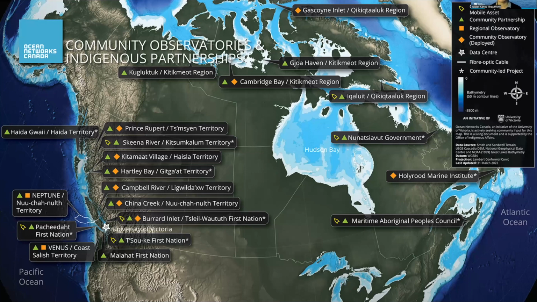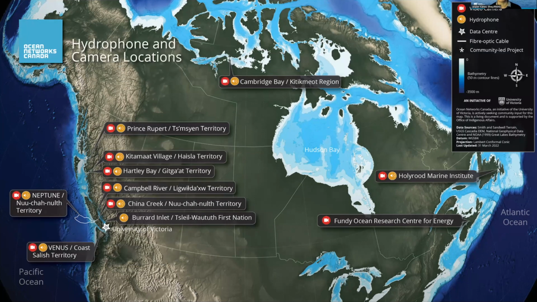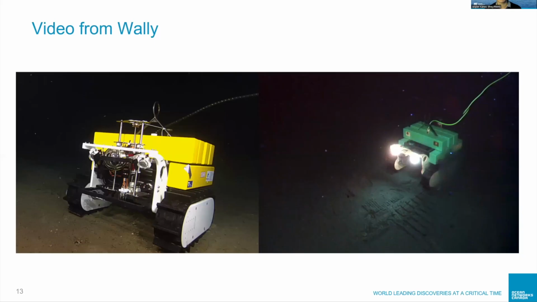In the time since the original observatories were deployed, we've been expanding our network through building partnerships with Indigenous communities and empowering them to collect their own data. And some of these locations we've deployed mini observatories at that also have hydrophones and cameras. So the orange spots are the hydrophones and the red spots here are the cameras.